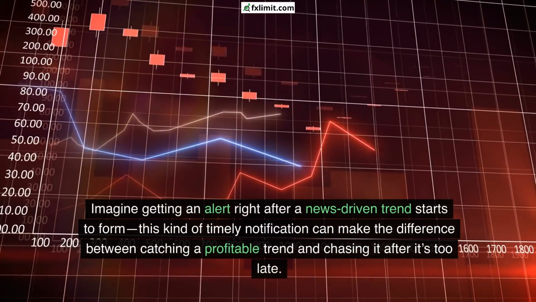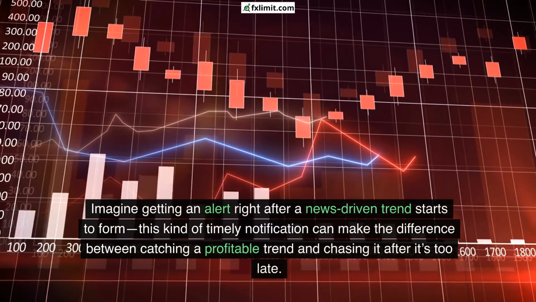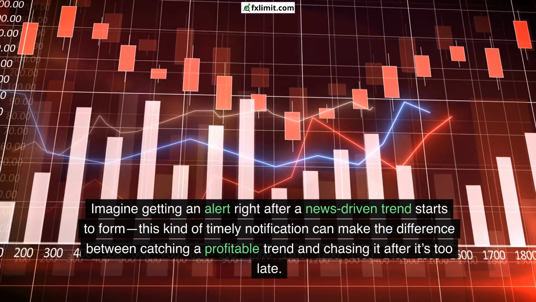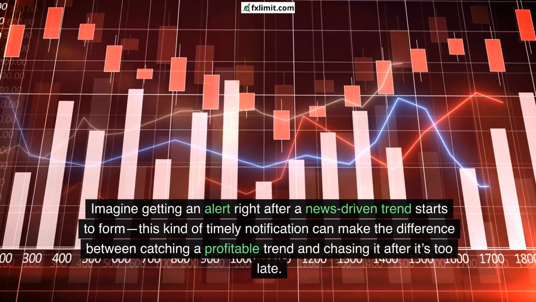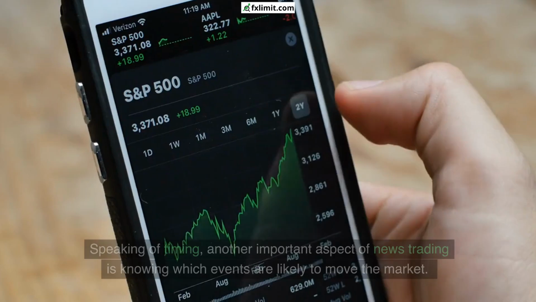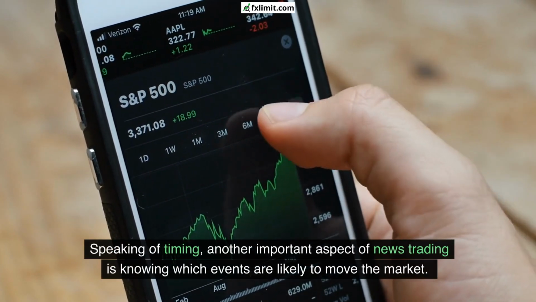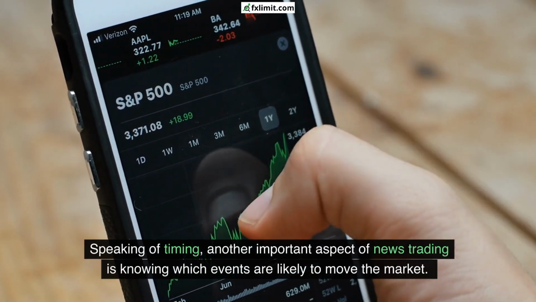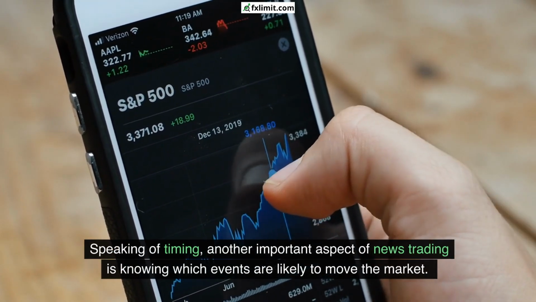Imagine getting an alert right after a news-driven trend starts to form. This kind of timely notification can make the difference between catching a profitable trend and chasing it after it's too late. Speaking of timing, another important aspect of news trading is knowing which events are likely to move the market.